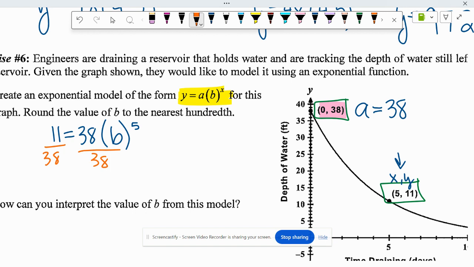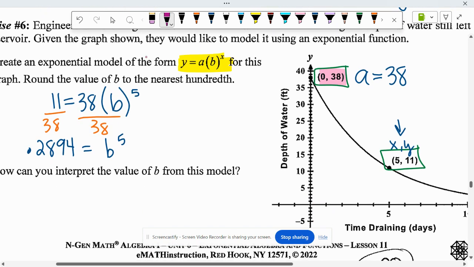Okay. Let's do 4 decimals. So what is 11 divided by 38? 0.2894 equals b to the 5th power. Okay, so we have to figure out what b is, right? We need to take the 5th root of b to the 5th, which means I have to take the 5th root of 0.2894.